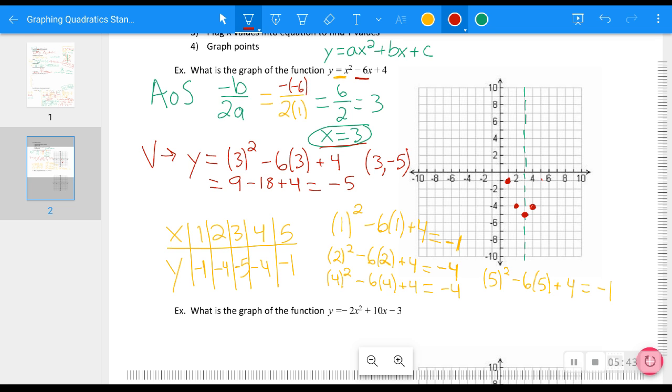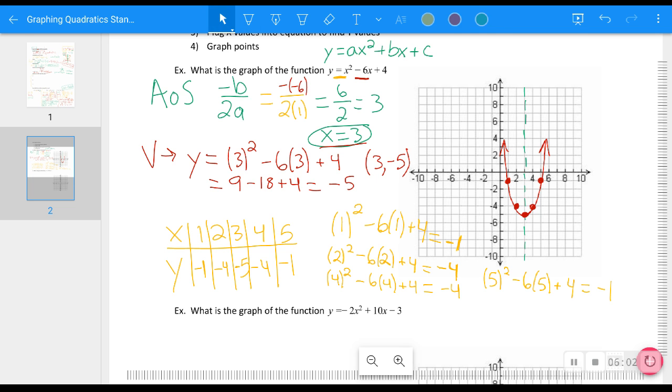and 5, negative 1. So if you see, these points should line up right across from each other, the same distance away from the axis of symmetry. And then we can just draw our parabola. And there you have it. That's how you graph a quadratic function.